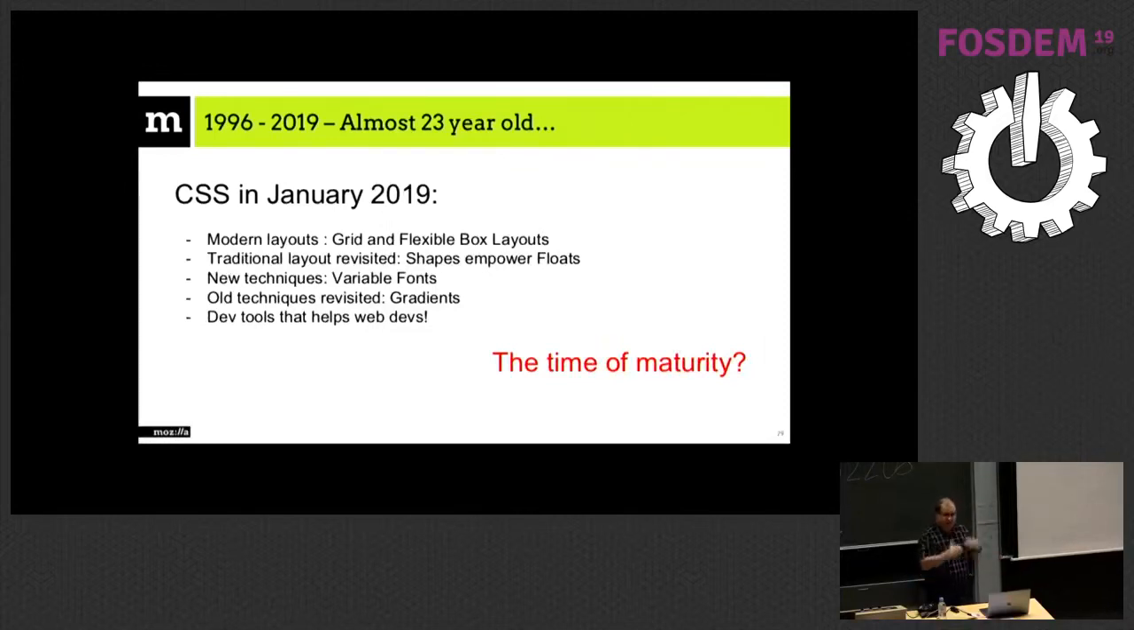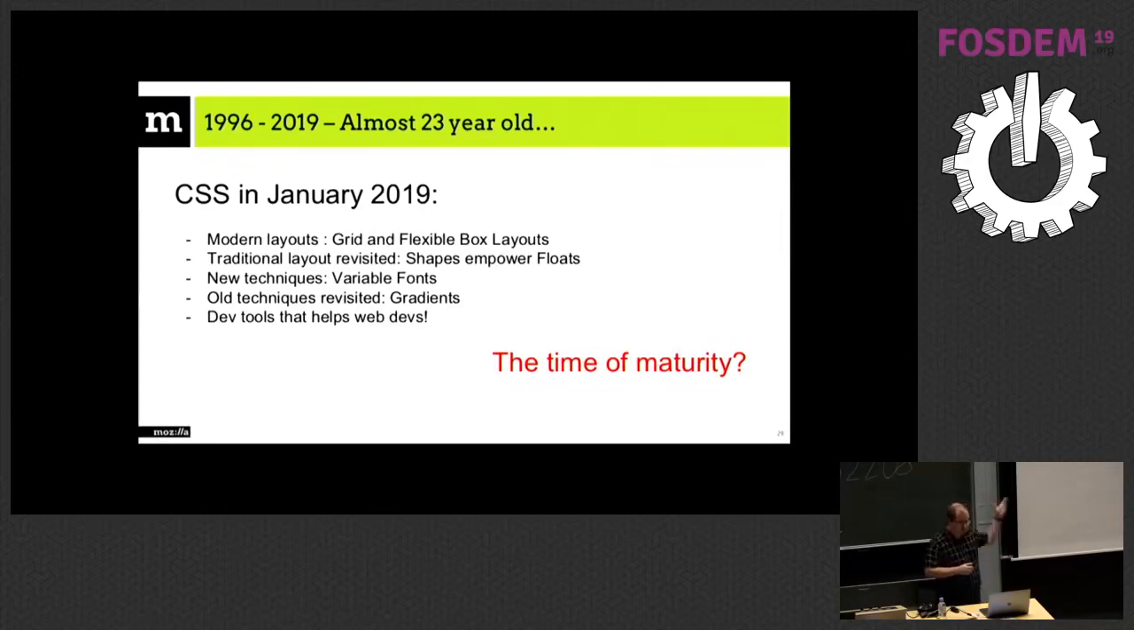Traditional layouts are still here. They are now revisited with shapes, for example, for floats. So the classical way of doing CSS leads to new effects. We have new techniques like variable fonts, and old techniques revisited like gradients. And all this now has a set of dev tools that can help the developer debug them and make them really work in the browser.